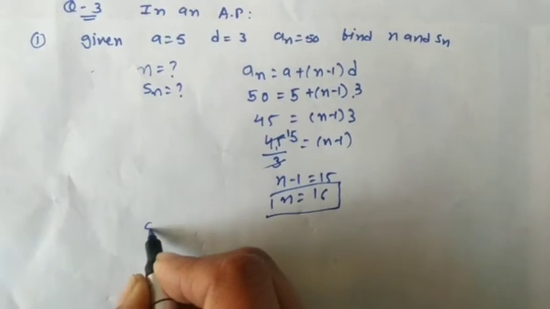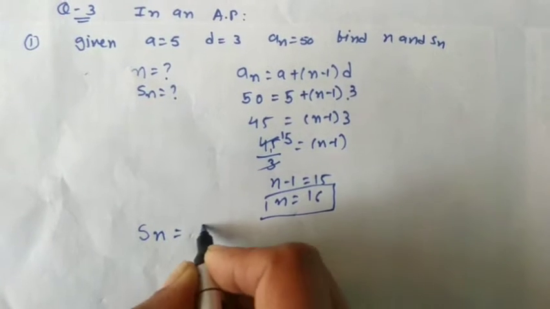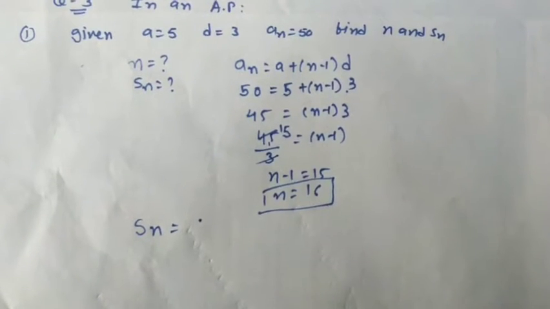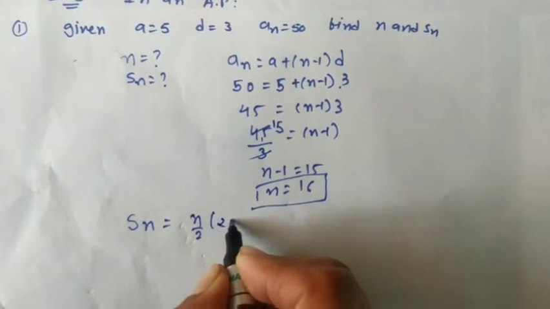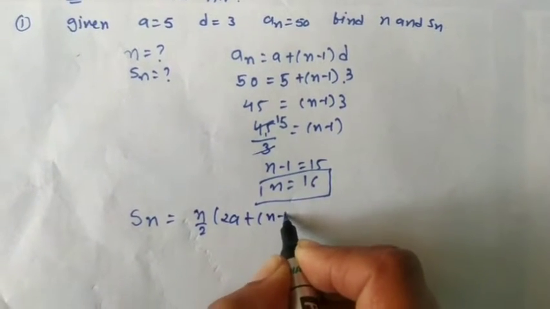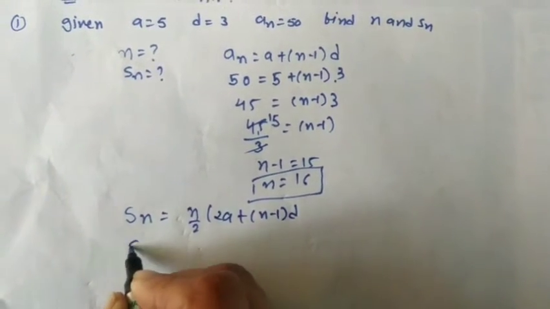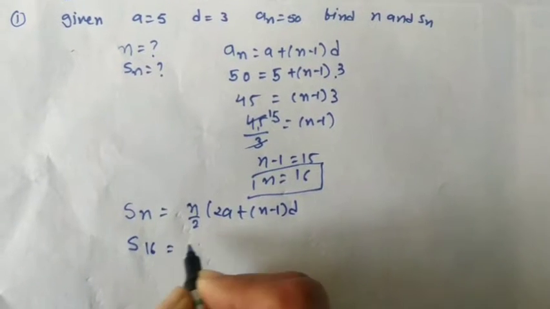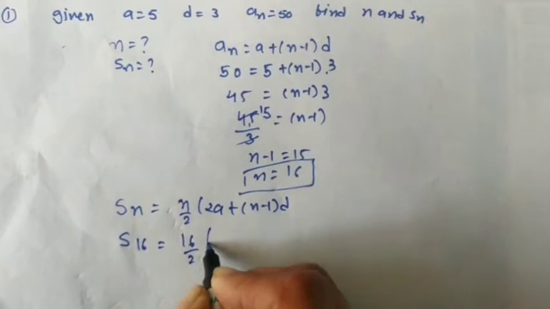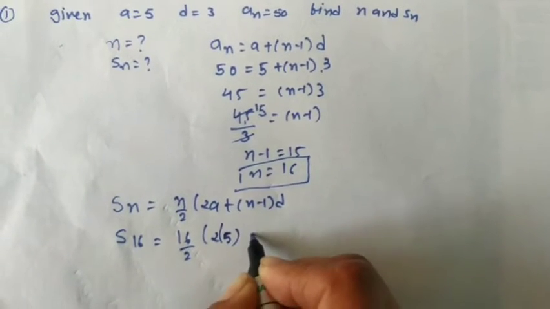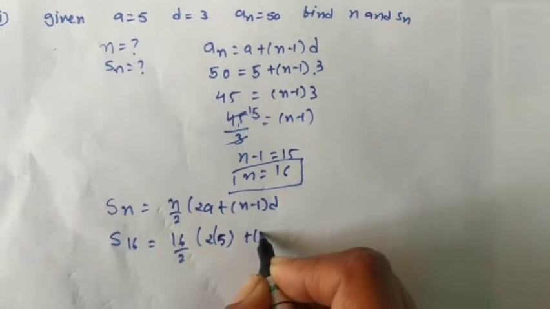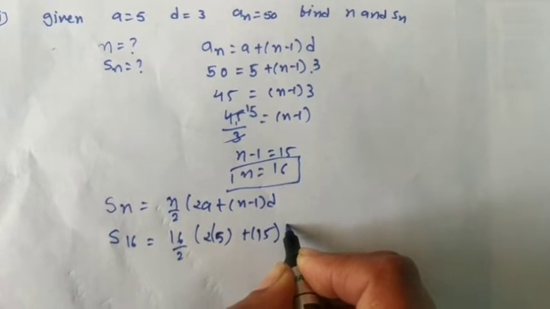Here we have to find Sn. So we will write the formula. What is the formula of Sn? That is n by 2 into 2a plus n minus 1 into d. So here we will find S16, that will become 16 by 2 into 2a. Here the value of a is 5, and n minus 1 means 15 into d, that is 3.